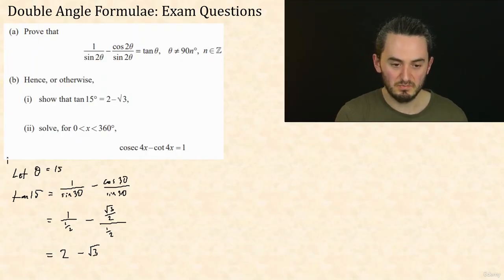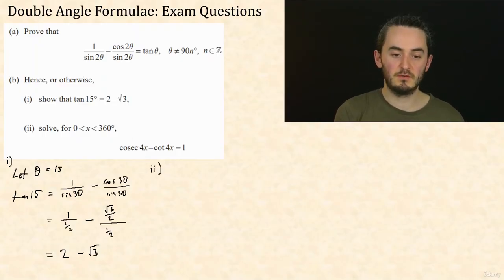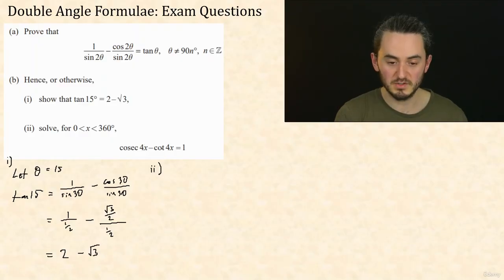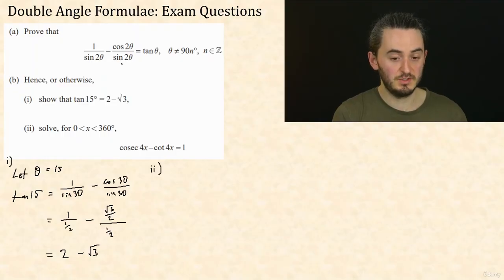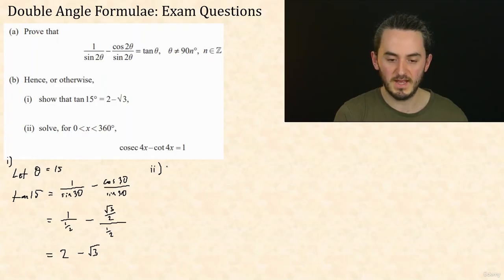Okay, so there's the part 1 from part B. What about part 2? Can we solve cosec 4x minus cot 4x equals 1? So what has that got to do with this? Well, notice that 1 over sine 2 theta is cosec 2 theta. And cos 2 theta over sine 2 theta is cot 2 theta. So we do have the right trig functions, we've just not got the right angles.